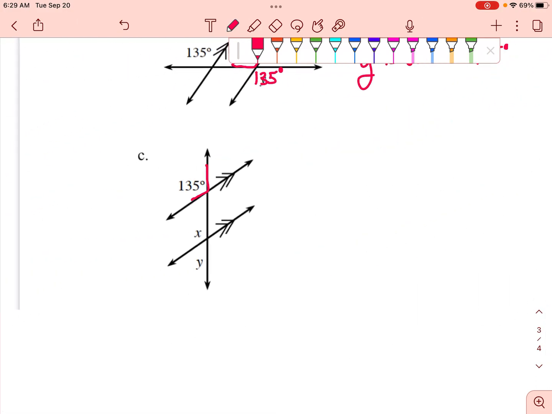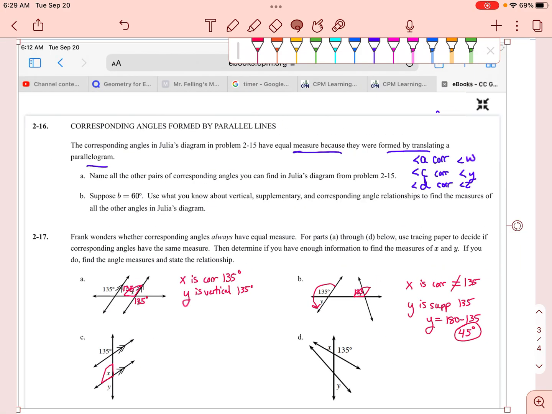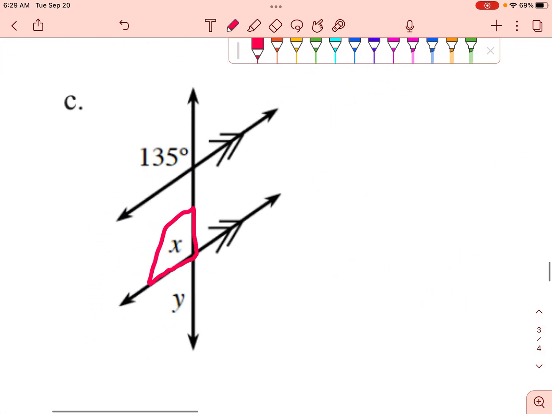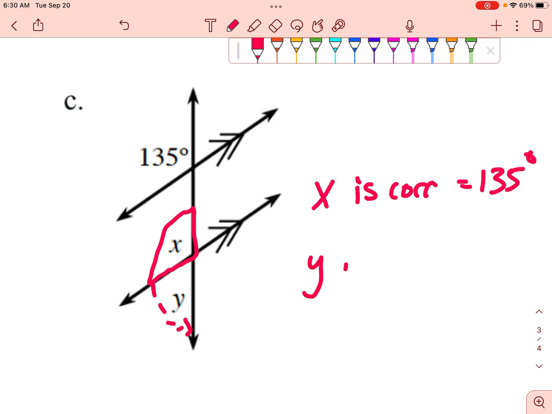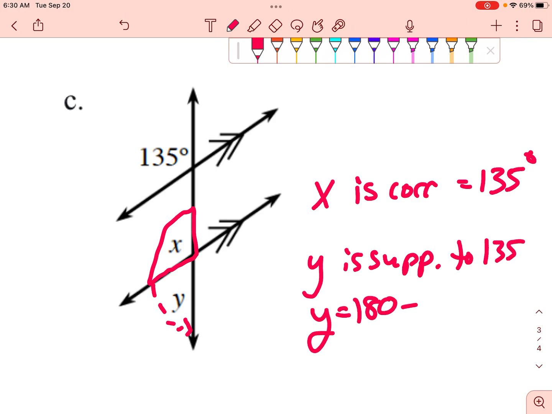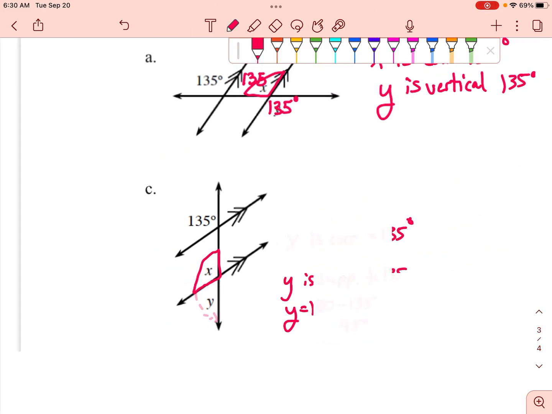Right here, so again, I have my 135 degree angle. I can take it and slide it down, and it does work. So my X is corresponding and is equal to 135 degrees. And then if I continue that, you can see that Y is supplementary to 135. So Y is equal to 180 minus 135, which is 45 degrees.